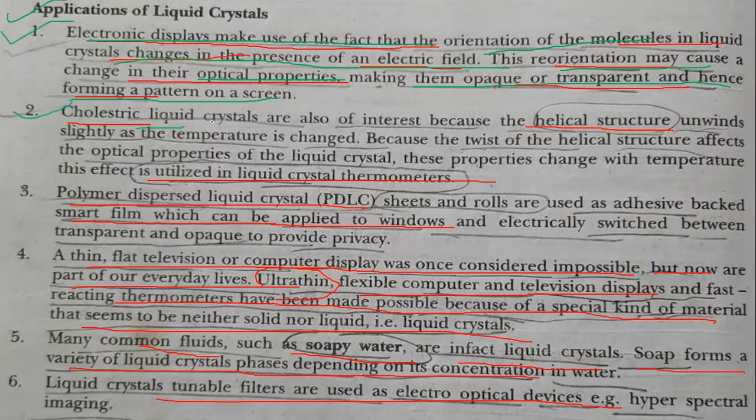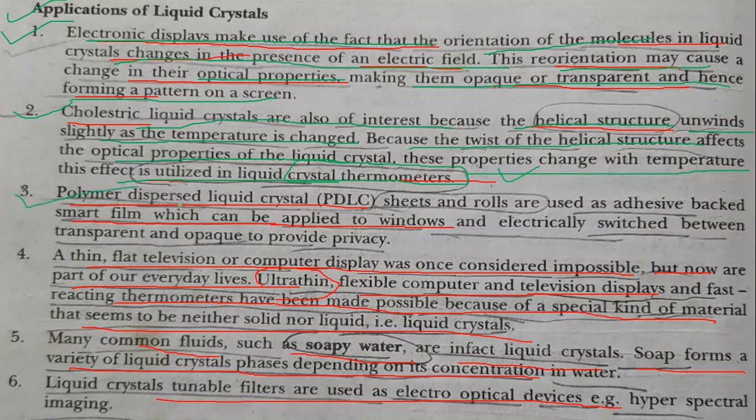Second, cholesteric liquid crystals are also of interest because of the helical structure they have. They unwind slightly as the temperature changes, because the twist of the helical structure affects the optical properties of these liquids. These properties change with the temperature. This effect is utilized in thermometers, crystal thermometers.